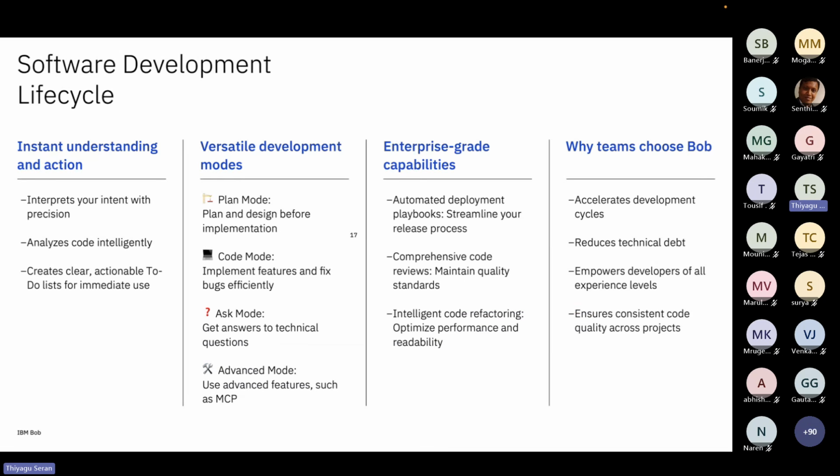So this is the software development life cycle. If you see your intent, and how Bob will analyze your code intelligently behind the scenes, and what task you are providing, it will be capable of understanding your code intelligently, and then it will provide you a clean task list as well, which Bob is going to do. That will be very crystal clear.